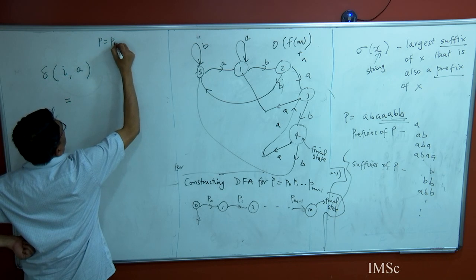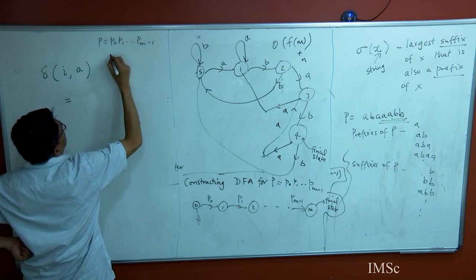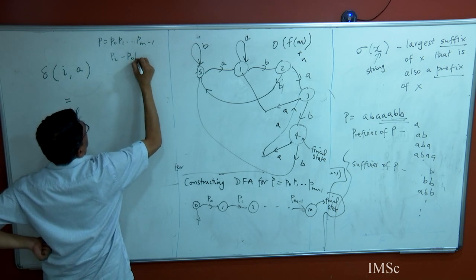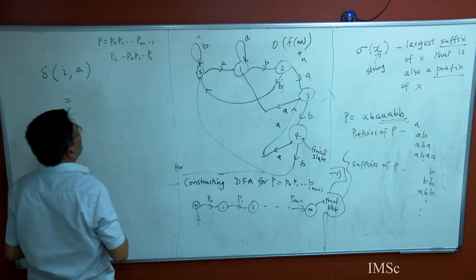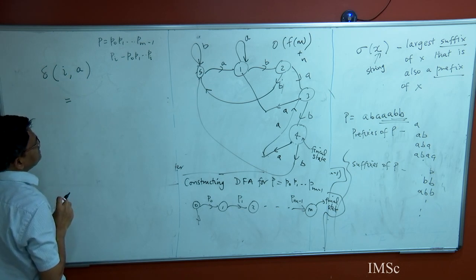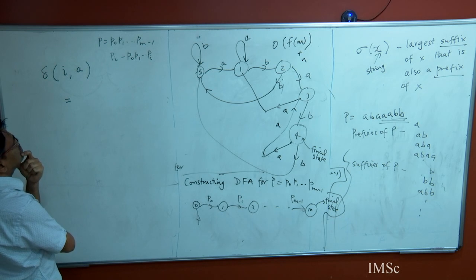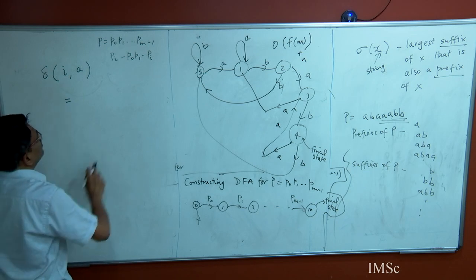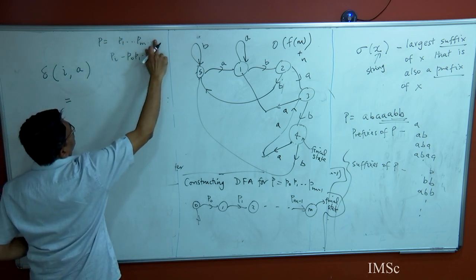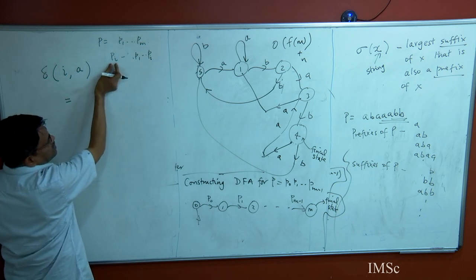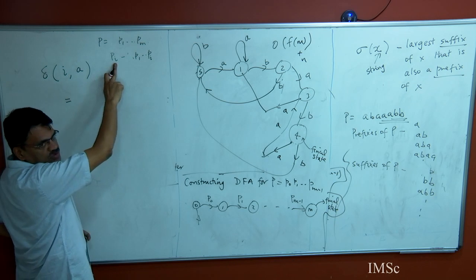So, my P is P0, P1 up to Pm minus 1. Let us define Pi as P0 to Pi. Okay, maybe I should define my P as P1 to Pm, and Pi is P1 to Pi. Right, this is a prefix. Starting from the first position, go up to the ith position. That prefix is what I am calling Pi.